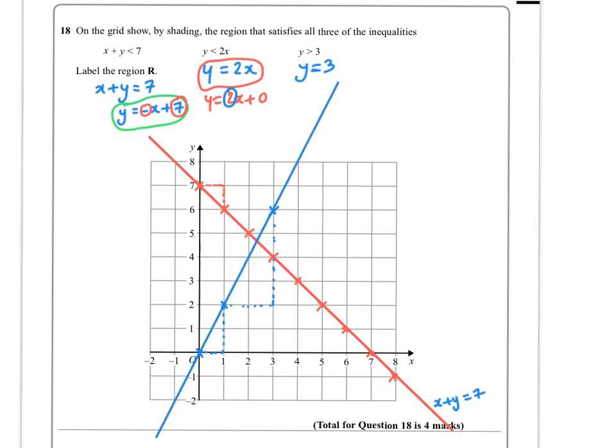So there's that one, and I'll label that y equals 2x, and then finally I'll have y equals 3. So y equals 3 just means no matter what x is, y is 3, so all the way across here.